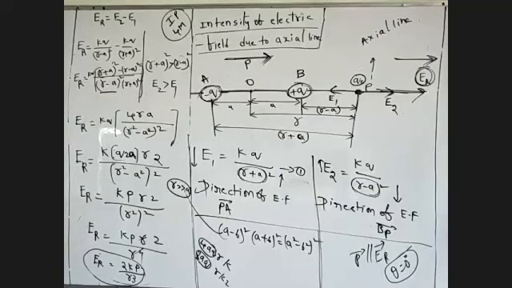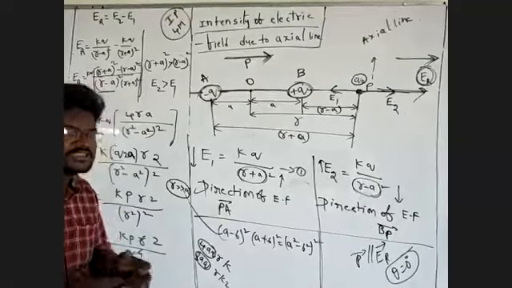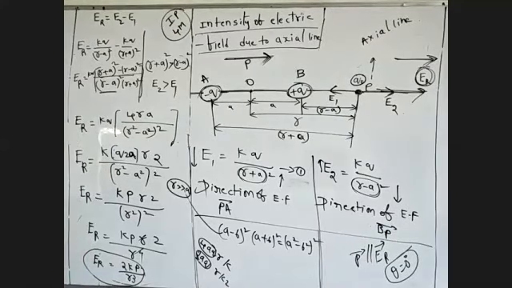Once again, I'm going to explain this. This is the intensity of the electric field due to a dipole on the axial line. Now you will see once again, I'm going to explain the diagram.